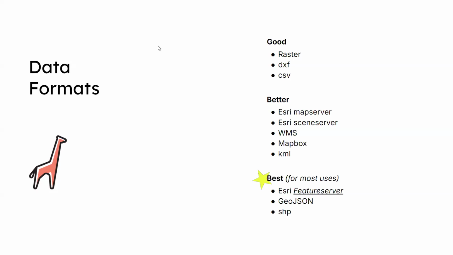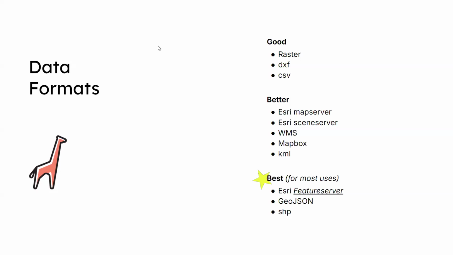So all of those different data formats, everyone will have different reasons for using different formats, but in general, there's sort of a good, better, best kind of rating of the different types of data that you can get access to. So I would say a good data source is your raster, like your PDF or your JPEG, a DXF from your CAD file, or a CSV.